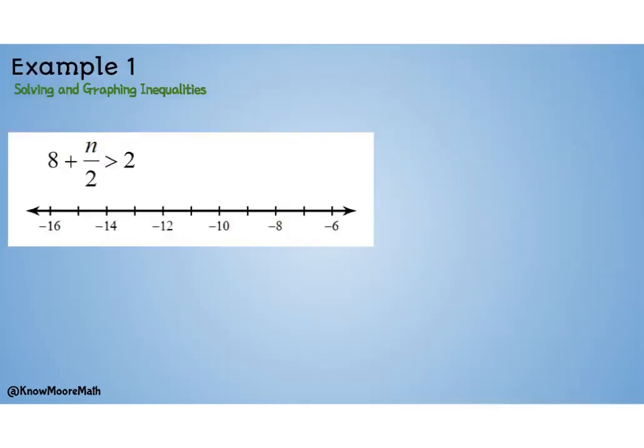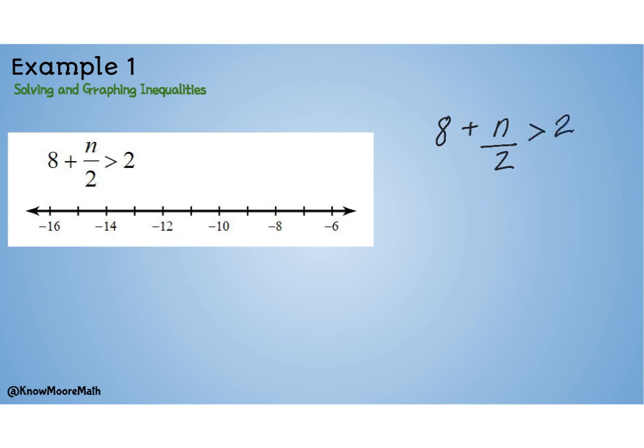Let's begin example 1. We are going to solve this two-step linear inequality for n, and then we are going to graph its solution set on the number line. So I'm going to have to solve for that n. I'm going to do my work over on this side so that I don't end up crashing with the number line. So I have 8 plus n divided by 2 is greater than 2.